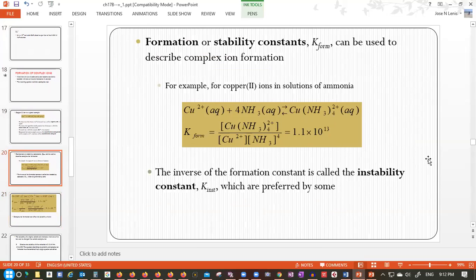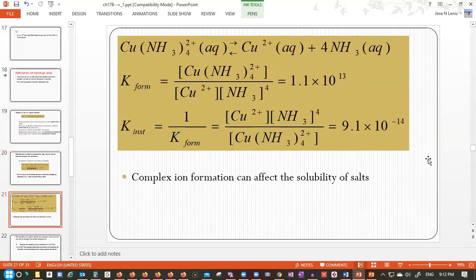So here we have another example where we have the copper complex with ammonia. In aqueous solutions, it breaks down into ions, and we can write the constant of formation expression for that, and this is a constant that is given, and we can find this on tables. The inverse of that is what we call the constant of instability. Sometimes it's useful. It's just the inverse of the first one.